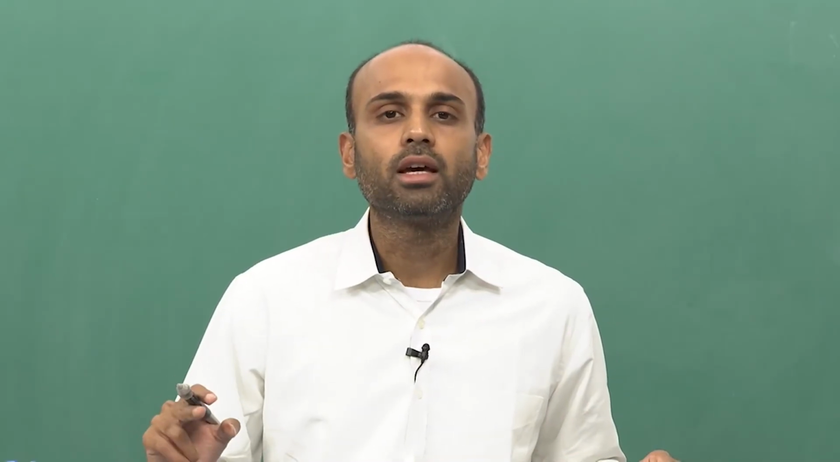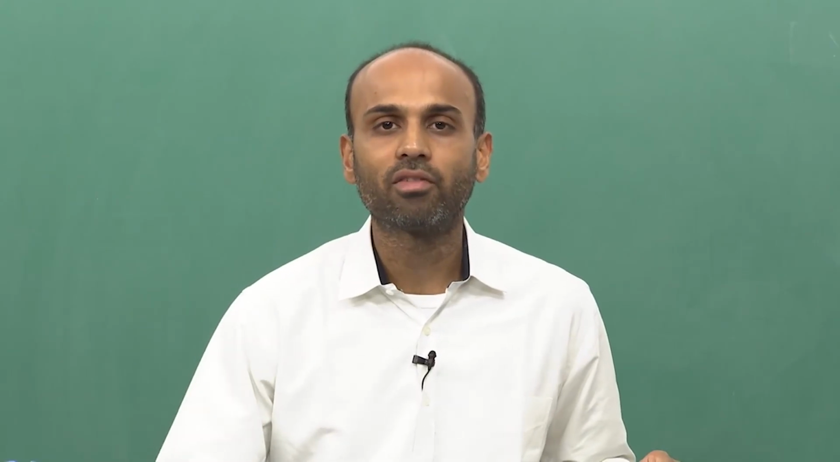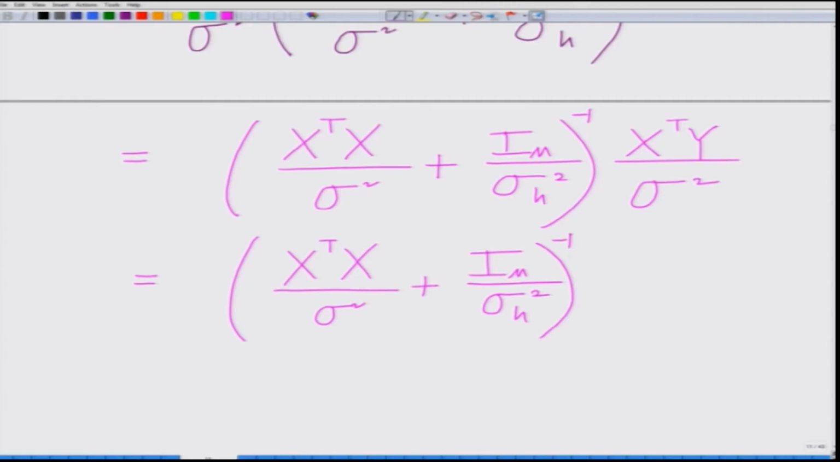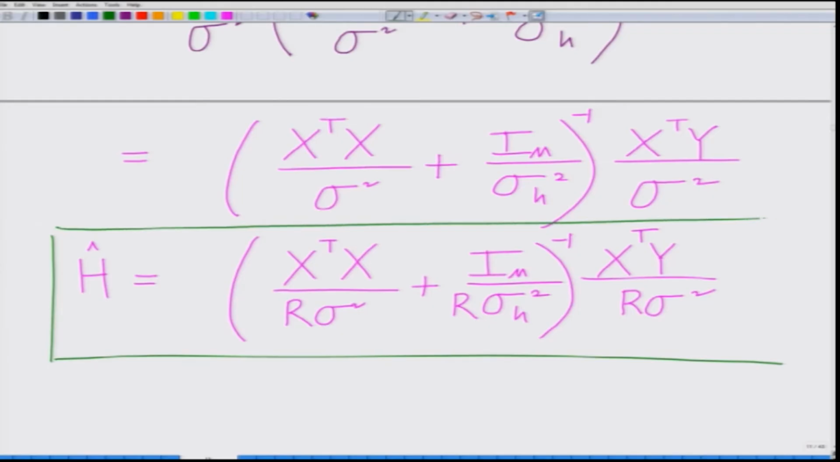Now, what I am going to do is divide and multiply by r, the number of receive antennas. This gives X transpose X divided by sigma square plus I m divided by sigma h square, inverse, into X transpose y divided by r sigma square, and I take the r in the numerator because I divide and multiply by r. The multiplied r I take inside the inverse, so it again comes in the denominator, that becomes r in the denominator. So that becomes X transpose X. The final expression for the MIMO channel estimate becomes just an equivalent way of writing it.